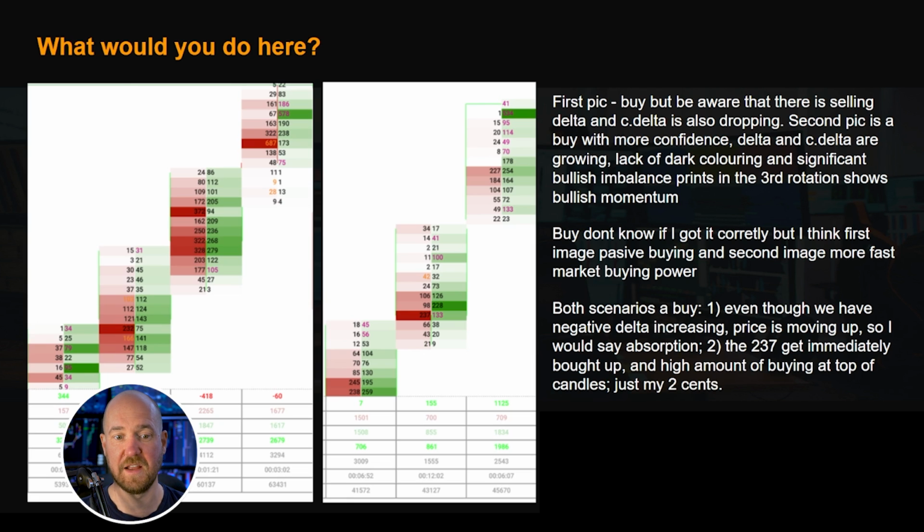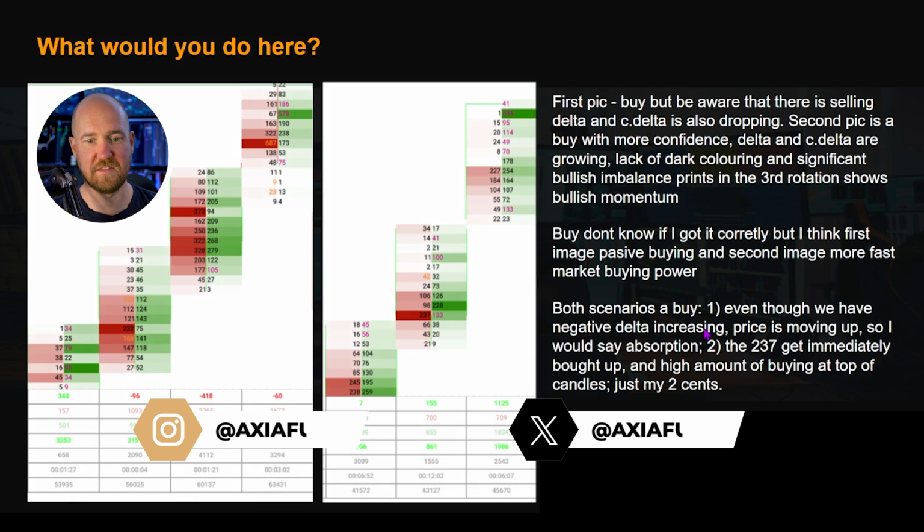So I would say absorption in number 1. So that would be this one. So this is some buyers absorbing on the way up. And then number 2, the 237 get immediately bought up and high amount of buying at top of candles, just my 2 cents. So I think suggesting based on this larger amount of buying up here, that that's the reason to be buying.